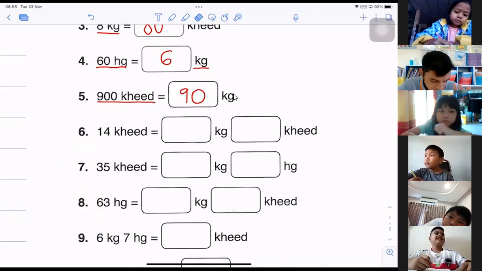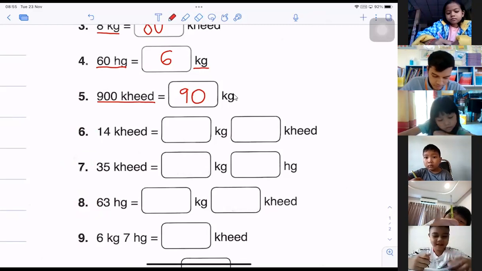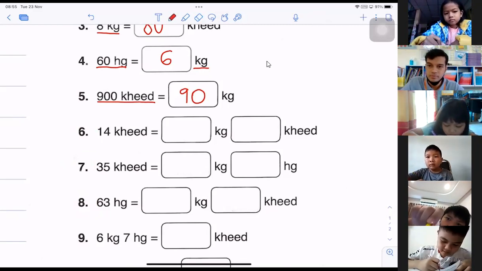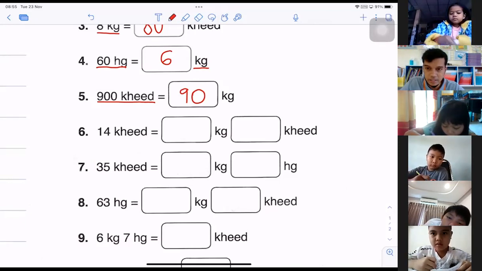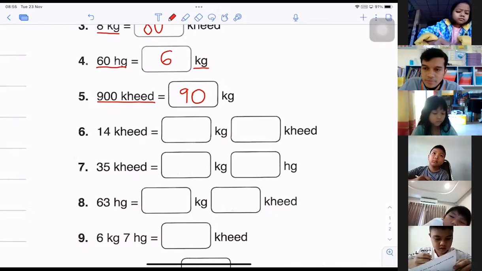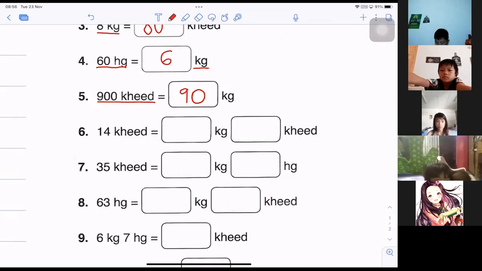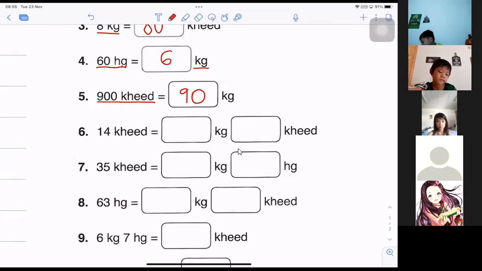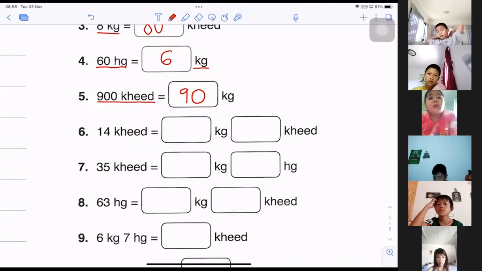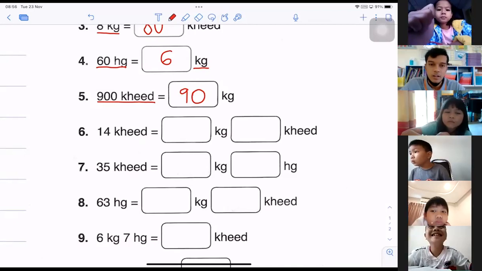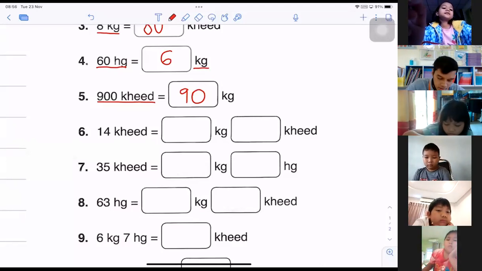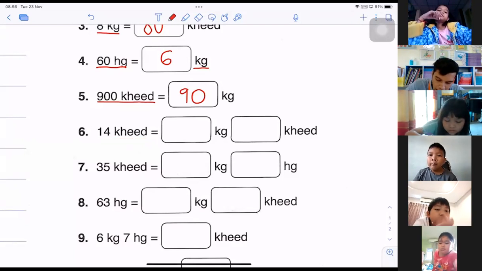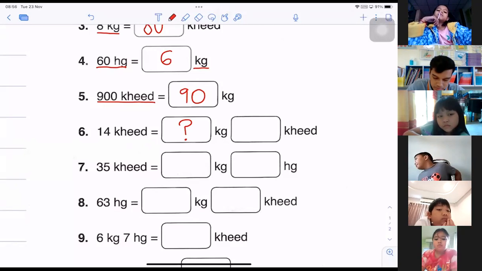Students, listen. Finish number six first, okay? Okay, do it. Do number six by yourself, okay? Okay, finished number six, yes or no? Yes. Now listen. 14 hg is equal to how many kilograms? How many kilograms? 10.